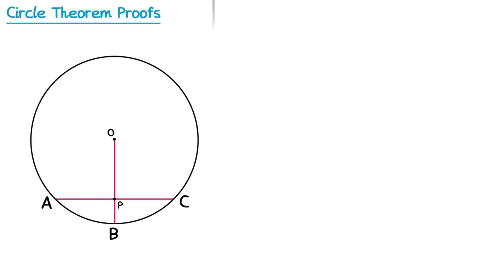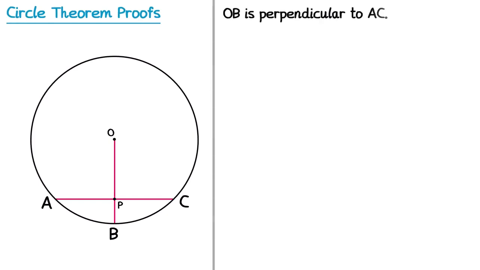If you do Edexcel though, stick around because you do need to know this, it's mentioned explicitly. So the proof might say, OB is perpendicular to AC. And then it says prove that AP equals PC.